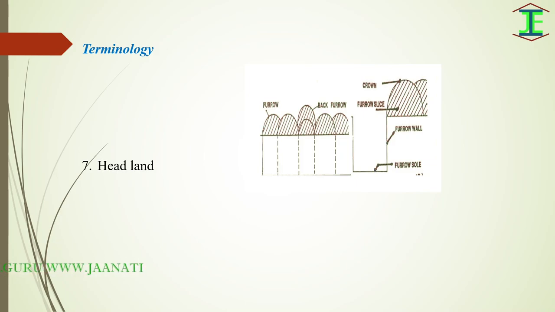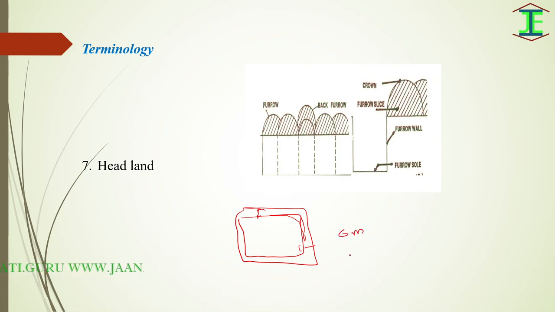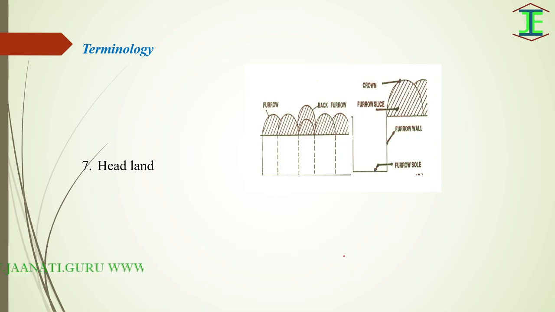Headland. Headland is the land which is left when we start the plowing. In this whole land, we will leave this land and we will start plowing. This land is called the headland. It is 6 meters for a 2 or 3 bottom plow. If one bottom is added, we have to increase the headland by 1 meter. That means if we use 4 bottoms, then 7 meters. So mostly 6 meters for a 3 bottom or 2 bottom plow.